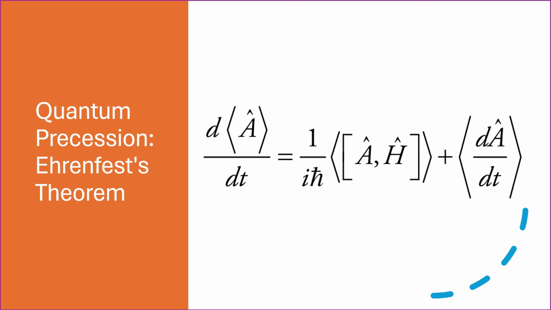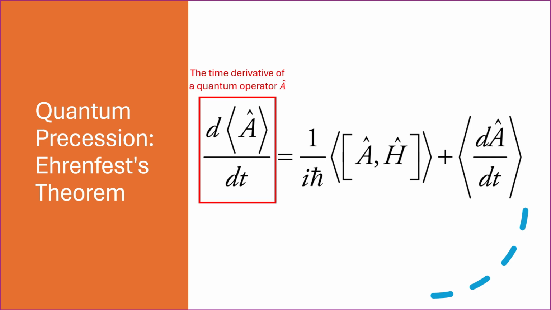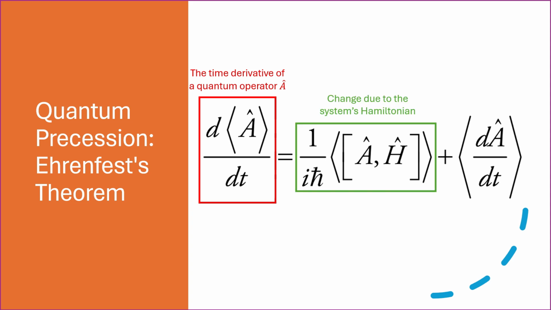And with this, I introduce you to Ehrenfest's theorem, which looks really complicated, but it's not that bad, trust me. The time derivative of a quantum operator A, in this case, you can think of a quantum operator as a mathematical object to represent an observable in real life. So the change of this quantum operator is equal to the change due to the system's Hamiltonian plus the explicit time dependence of this quantum operator. Now, here are some pretty complicated proofs. You don't have to understand it all. I don't.